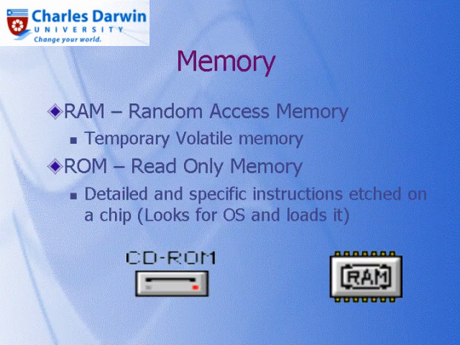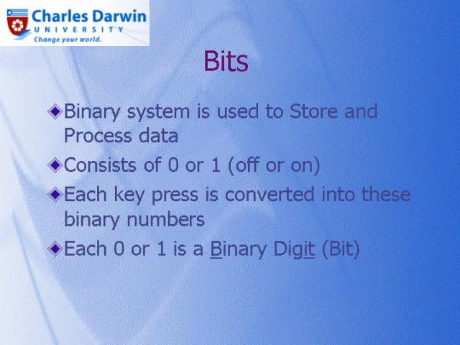Memory, we've got RAM and ROM. Random access memory is the temporary memory, so it's the short-term memory, and ROM is embedded into the circuitry. Bits: a binary system is used to store and process data, and consists of zeros and ones. Each key you press is converted into binary numbers, which are zeros and ones.